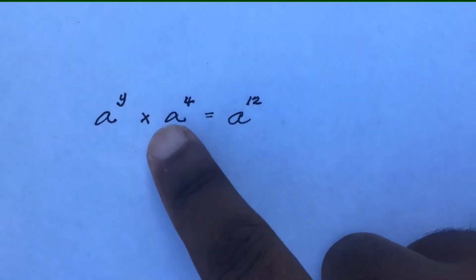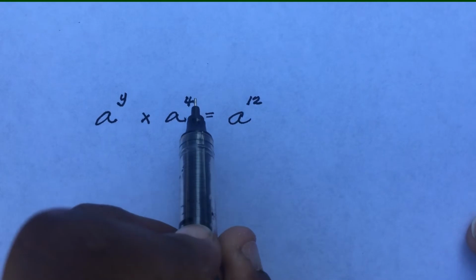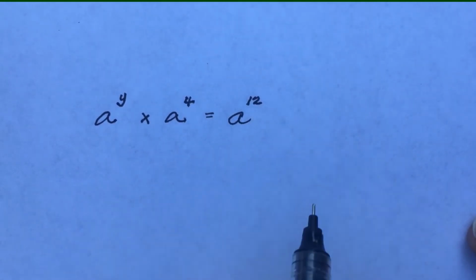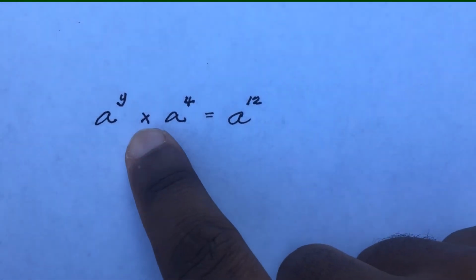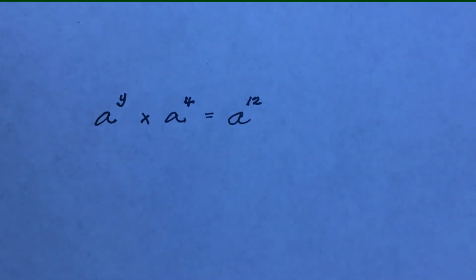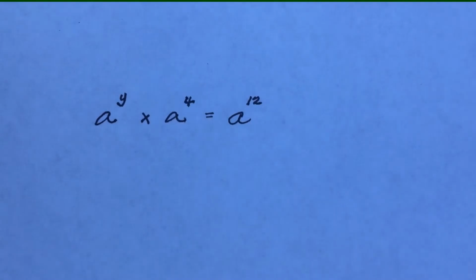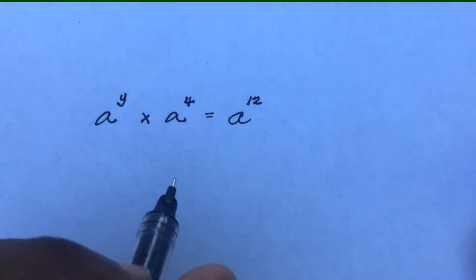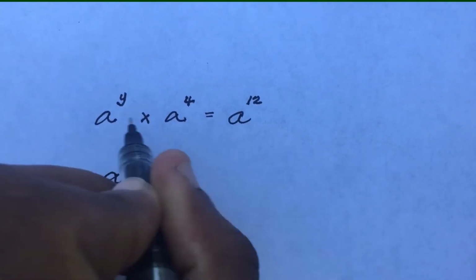Suppose now I had this example. A to the y times a to the 4th is equal to a to the 12th. Ask yourself, what are we doing? Multiply. Are the bases the same? A and A and A? Yes, they are. So once we're multiplying and the bases are the same, what should we do to the powers? We should add them. Very good. So I'm going to write back the base and add the powers on this side.